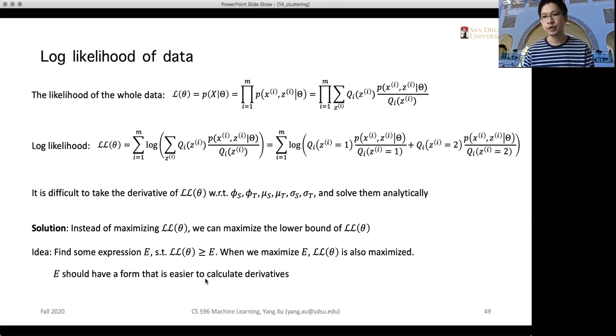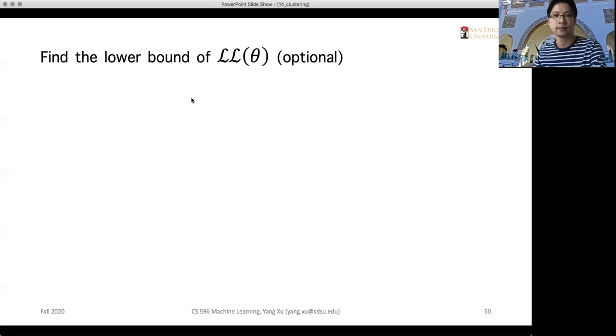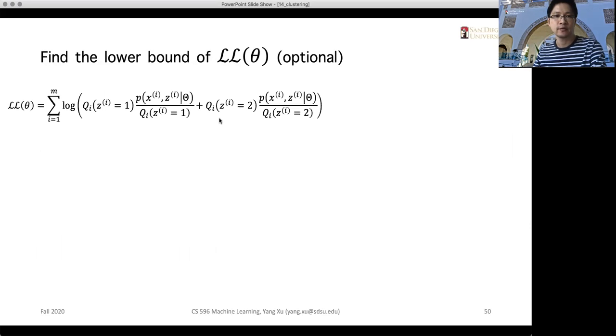And the principle of choosing this alternative expression E is that it should be easier to calculate derivatives than the original form of the log likelihood. Okay, so let's try to find the lower bound. The original log likelihood is the summation of the logarithm functions, and within the logarithm function, it's also the summation of two terms, right? Two weighted summations, q z equals 1 and q z equals 2.